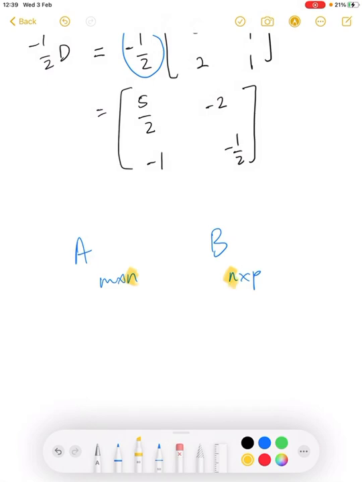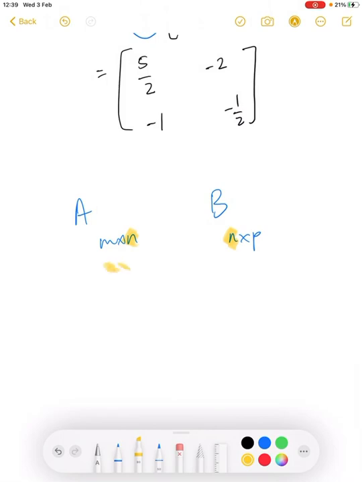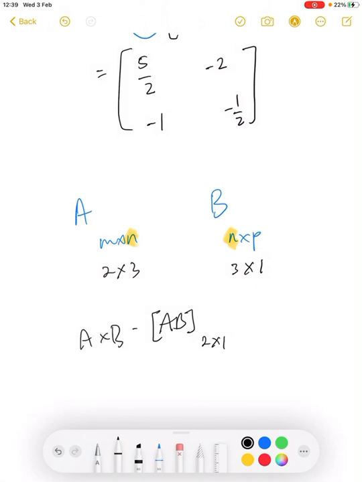Okay, so for example, you have 2 by 3 and 3 by 1. So you can multiply these two matrices. So you're going to get a product matrix AB. The answer is, what is the order of matrix AB? 2 by 1. Okay, when you multiply A times B, you're going to get a matrix of order 2 by 1.